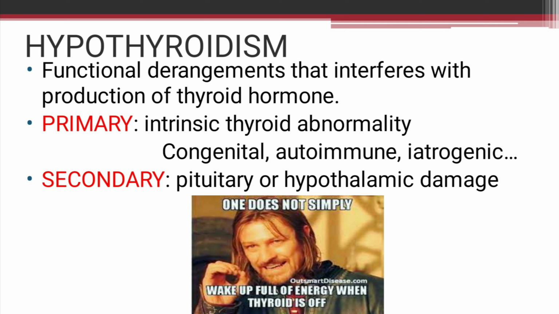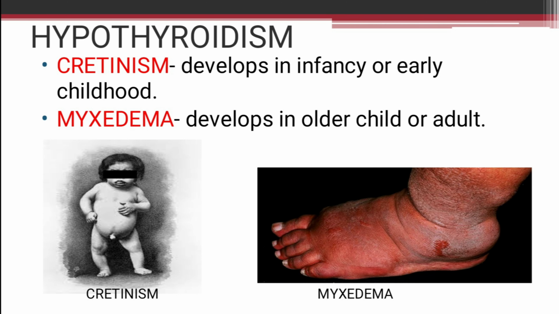And next is secondary hypothyroidism, where there is pituitary damage, which causes decrease in the TSH, or hypothalamic damage, which causes decrease in the TRH. In hypothyroidism, we are going to see cretinism and myxedema. Cretinism refers to hypothyroidism that develops in infancy or early childhood.